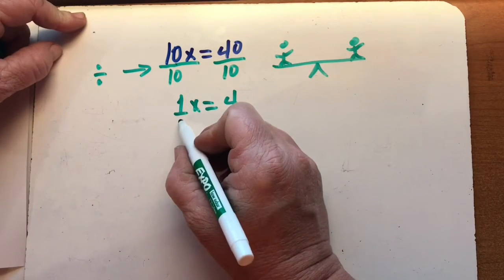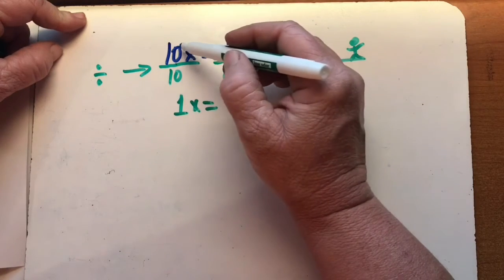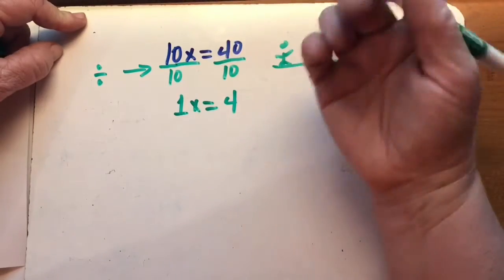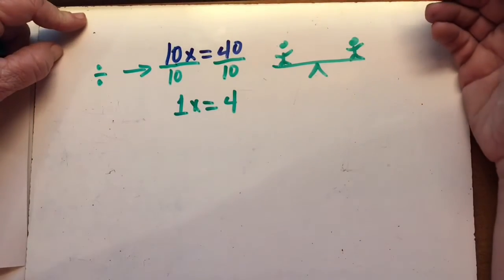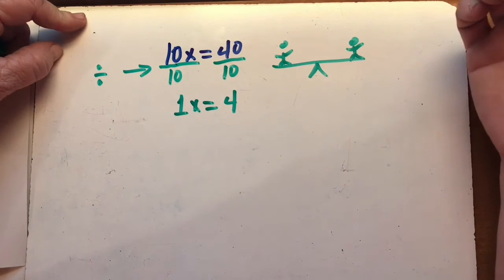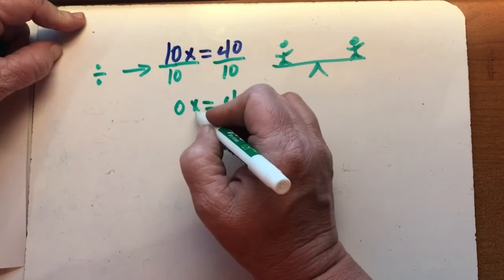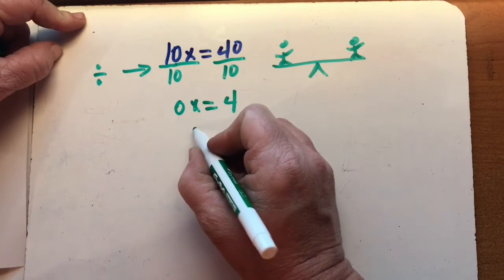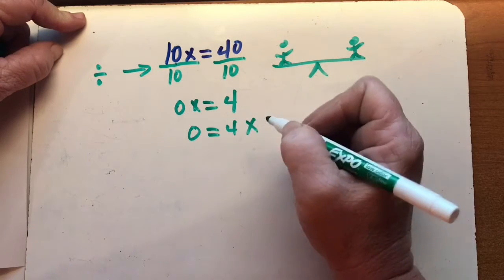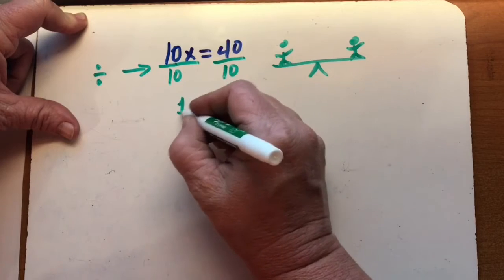I wrote the 1 to let you know that 10 divided by 10 is not 0. A lot of times when students get into this, they say it's 0. It's not 0, because if it was 0, anything times 0 would make x 0, and then we've got a problem, because this is not true. So I illustrated that this is the 1.